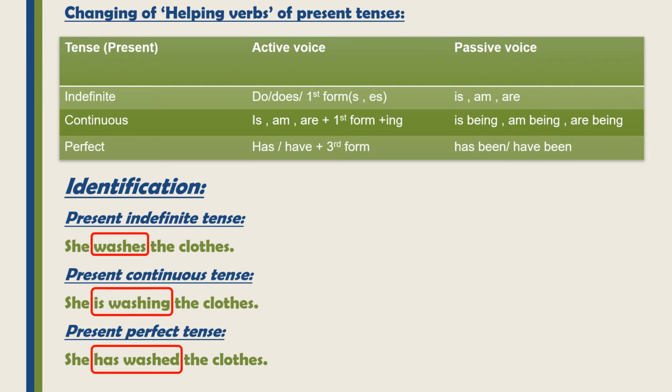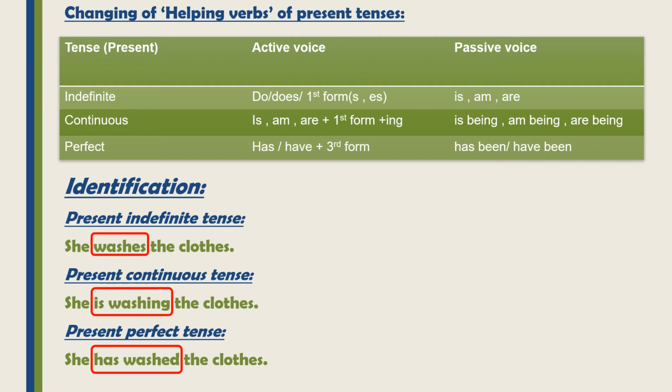It means that there should be first form and s/es in the present indefinite tense. So when in the sentence there will be first form or s/es, it means that it is in present indefinite tense. And in present continuous tense there will be is/am/are and first form plus ing. He is washing the clothes. It means that when you are using is/am/are and first form plus ing in active voice, then it is present continuous tense. Then you have to follow the rules of present continuous tense.